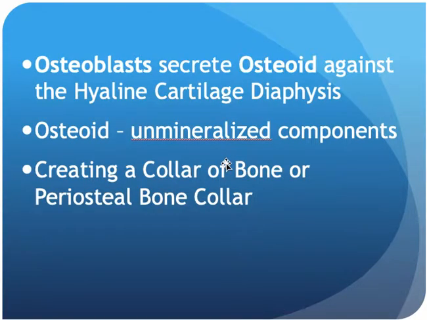Osteoblasts secrete osteoid against the hyaline cartilage diaphysis. What is osteoid? If you don't remember, it's unmineralized bone. So these unmineralized components create a collar of bone, or a periosteal bone collar. That's step number 1: you're creating this bone collar.